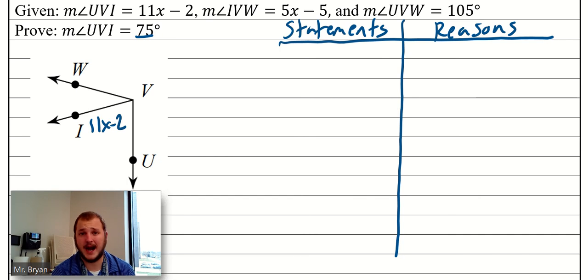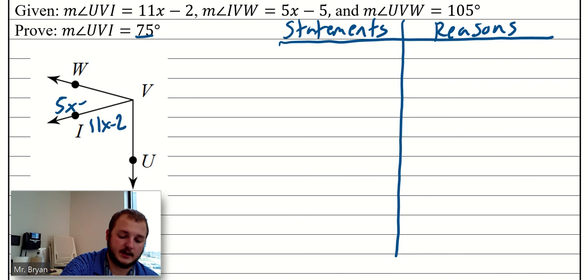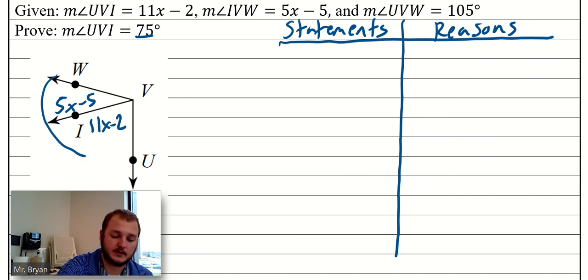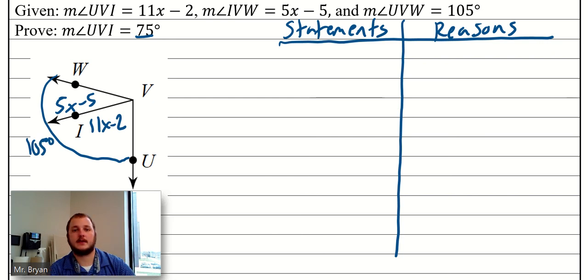I was also told IVW, the other piece, is 5x minus 5. So I'm going to write that in as well, 5x minus 5. And then I was told the whole thing, so I'll just draw a little arc over the whole thing. I was told that's 105 degrees. So I'm just going to label that accordingly. Like I said, this is not necessary or mandatory, but it's something that can help you visualize how to work out these problems and make sure that you're putting everything in the correct spot.